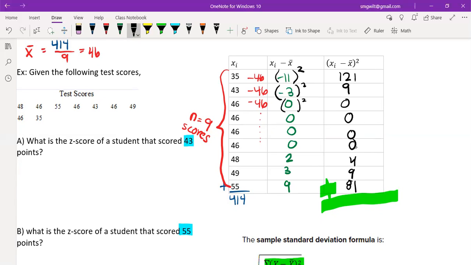So to find the standard deviation, I have to add up all these values, and this number is going to be the numerator of that part of my formula. So if I add all that up, I get 224.